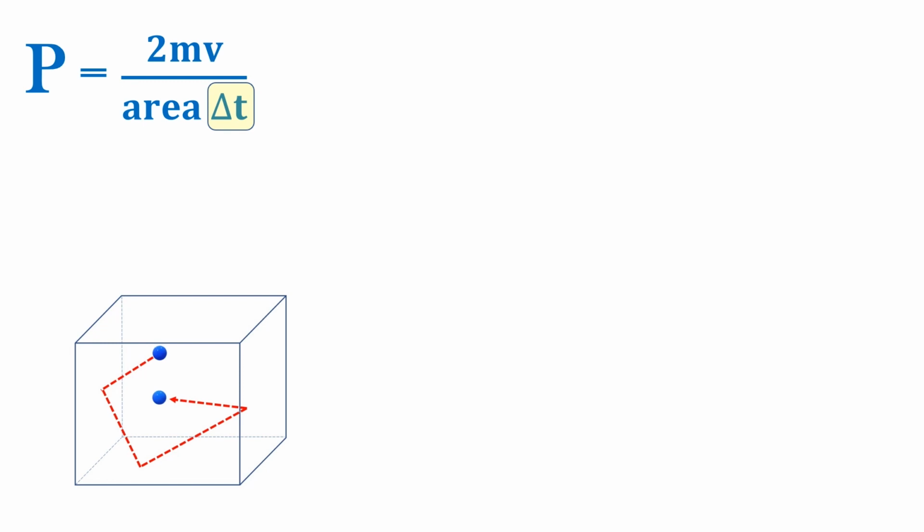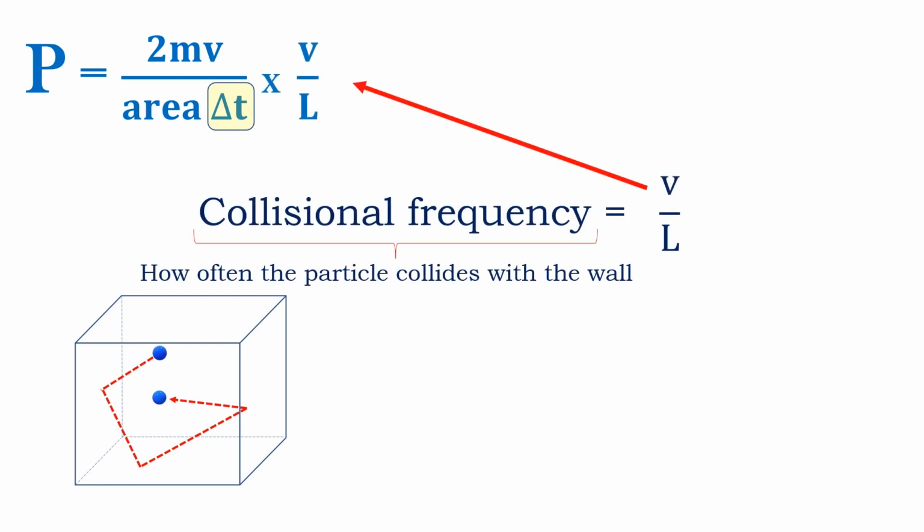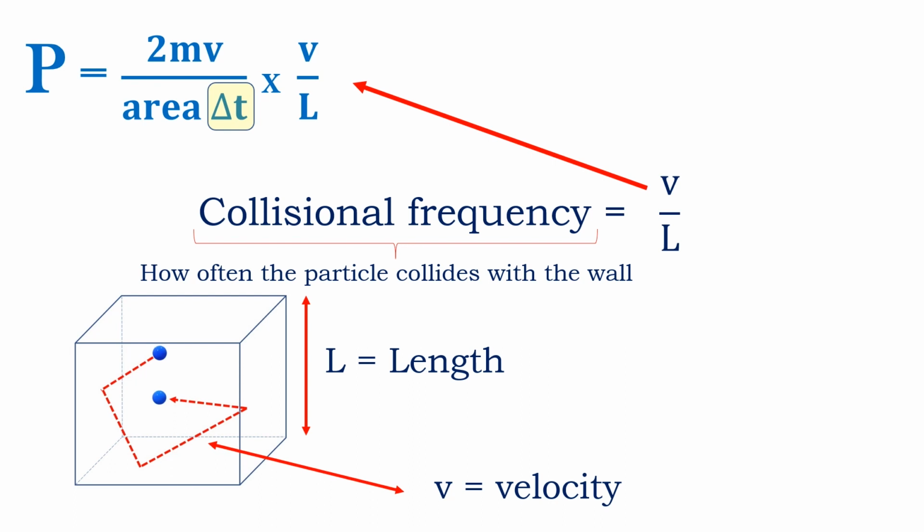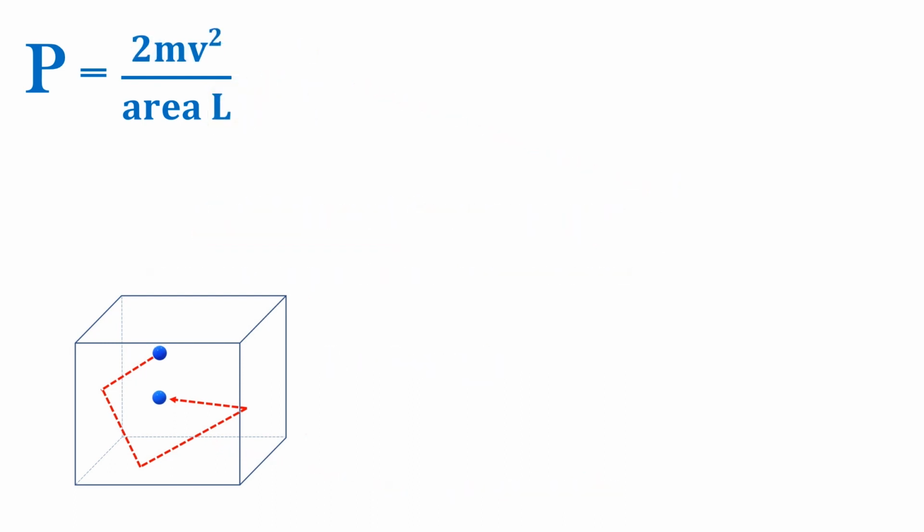Kinetic molecular theory does something clever here to account for the change in time by multiplying the equation by the collisional frequency. This is how often the particle collides with the wall. The particle in the image is traveling with some velocity and will eventually collide with the wall of some length L. The collisional frequency is v over L. So let's multiply the collisional frequency and remove the change in time. Here's the updated equation.